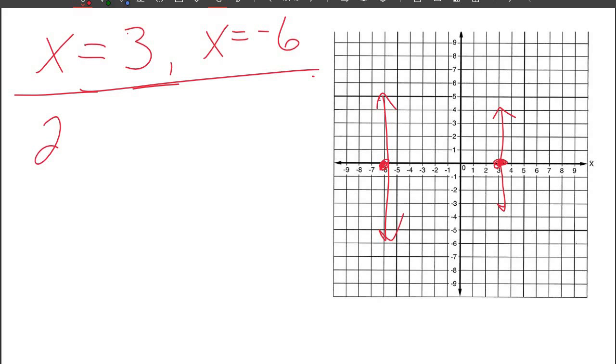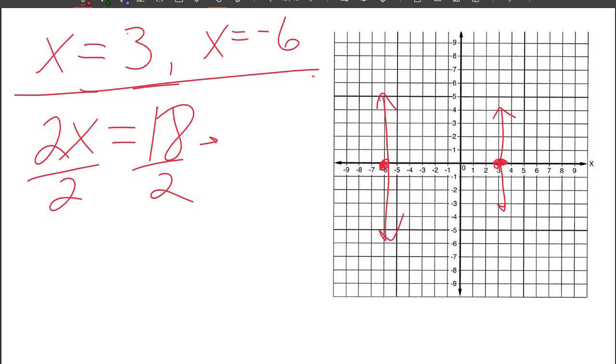If you have a number in front of the variable, well, let's make that 18. You have to divide by the number, and that will give you the number you need to go through. We would go to 9, and draw a line through it.